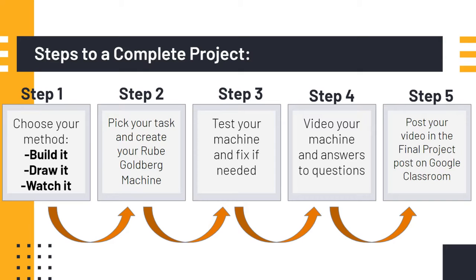All right, so here are the steps to complete this project. I just talked about all these. Step 1, choose your method. So you're either going to build it, draw it, or watch it on YouTube. Step 2, pick your task and create your machine or create your drawing or start looking at the video. And then you're going to test your machine and fix it if needed if you're building. And then step 4 will be to video your machine and the answers to the questions. And finally, post your video in the final project post on Google Classroom.